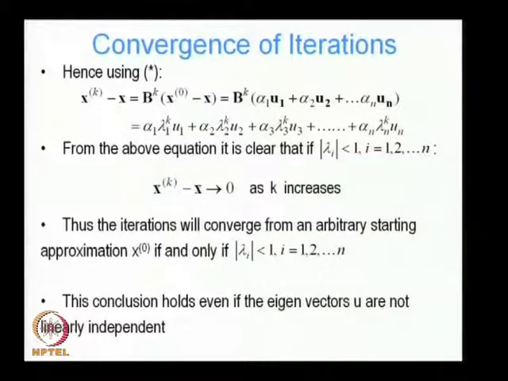Now, we have obtained this condition under the assumption that B has linearly independent eigenvectors. However, it can be shown that even if the eigenvectors of B are not linearly independent, this condition still holds. What is that condition? The condition is that if the largest eigenvalue of B is less than 1, then my iterative method is bound to converge to the true solution.